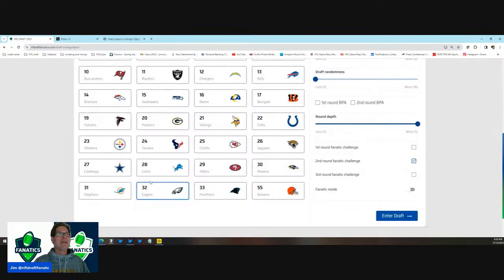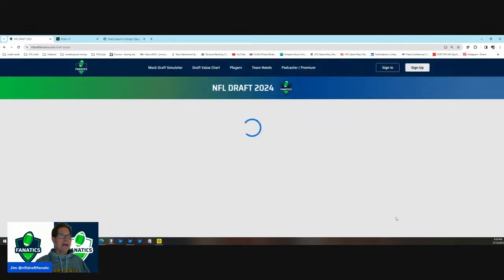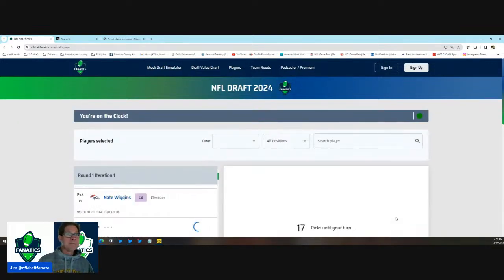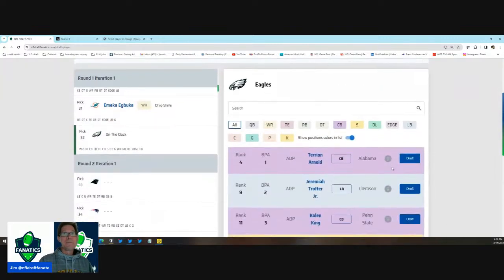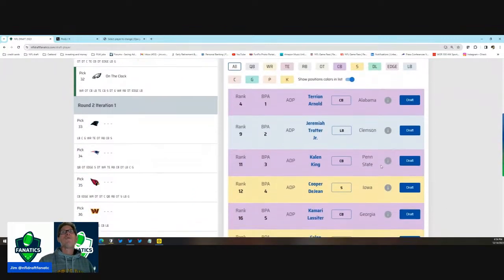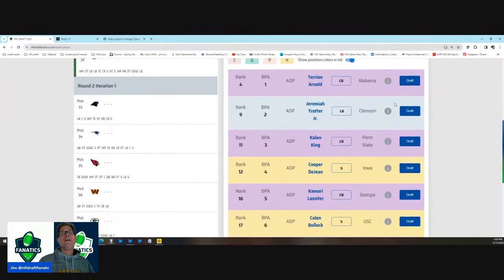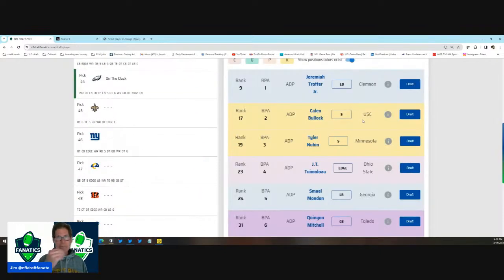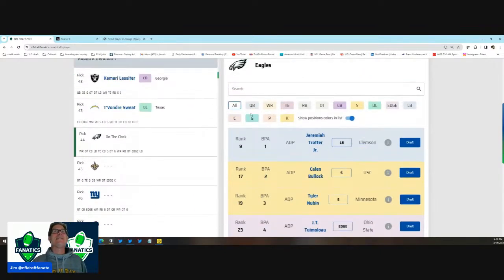So we're doing a second round challenge for the Eagles. My second round picks are going to focus on running backs first, offensive line second, because there are parts of the draft board I need to work on. So what do I think the Eagles would do in round 1? I do like Terrion Arnold as a corner to the Eagles. Okay, so the running backs that I need to work on.